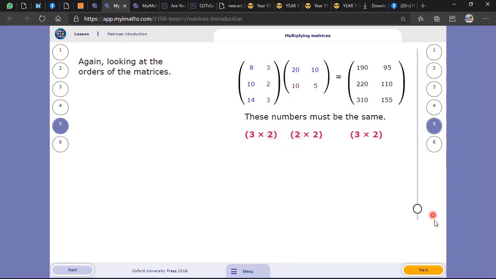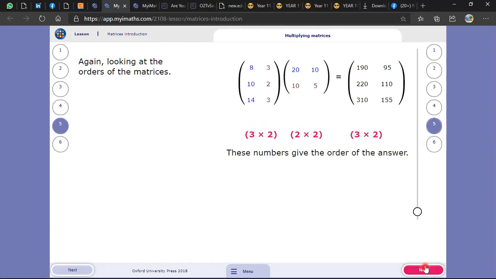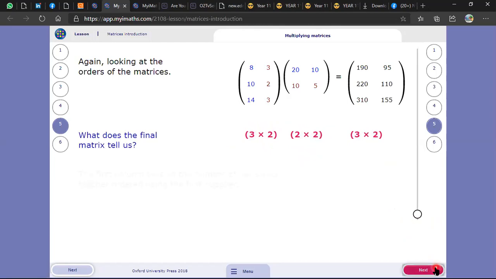That is why the multiplication was possible. Remember, those numbers must be the same for multiplication to occur. Okay, and the numbers that you have taken out here now, 3 here and also 2 here, are what make up the order of our answer. Now, what does the final matrix tell us?